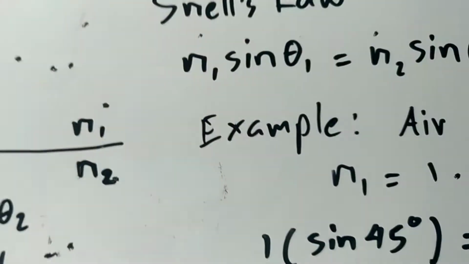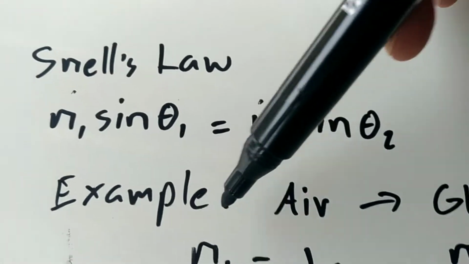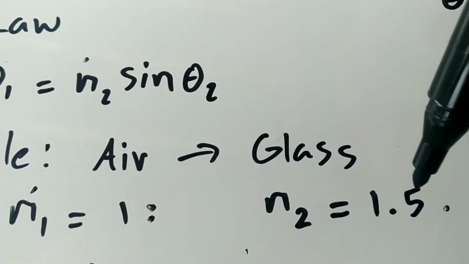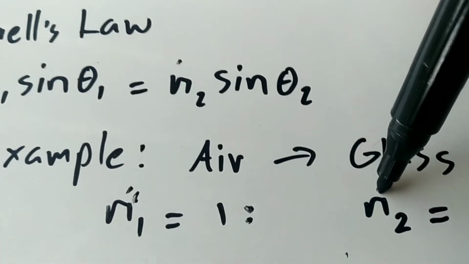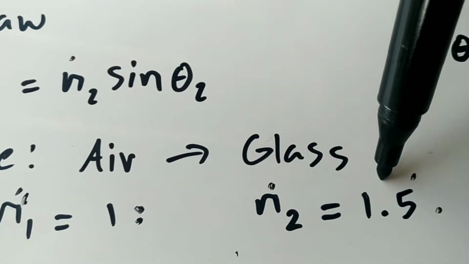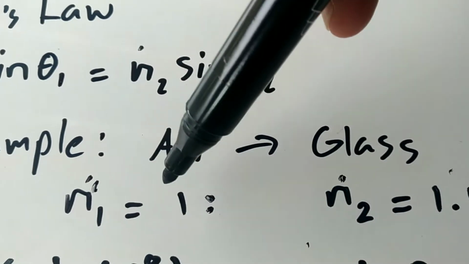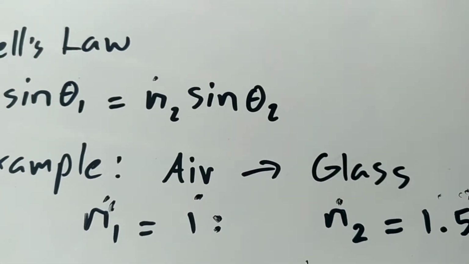So example, air to glass. I will give you N1 equals 1, N2 for the glass is 1.5. N, which is the index of refraction, depends on the material. The more dense it is, the higher the value. So glass is 1.5. The lowest is air and vacuum, which is 1. Diamond will be like 2 point something, very dense.